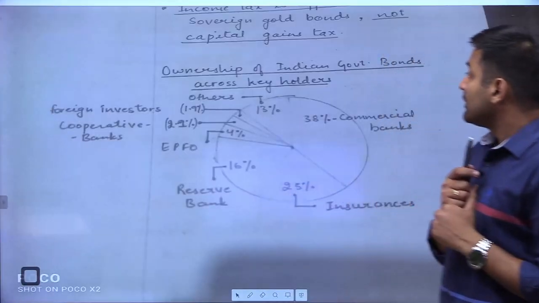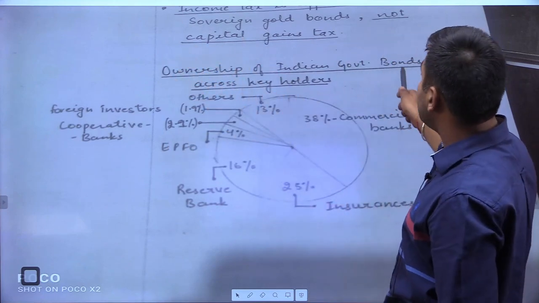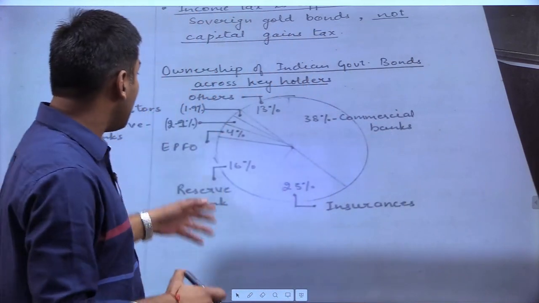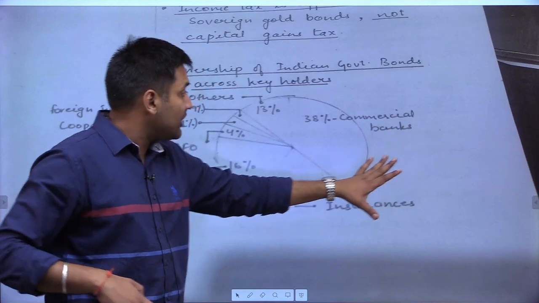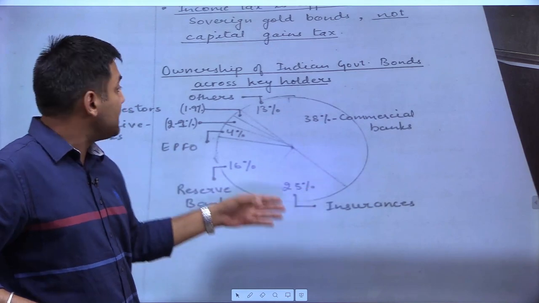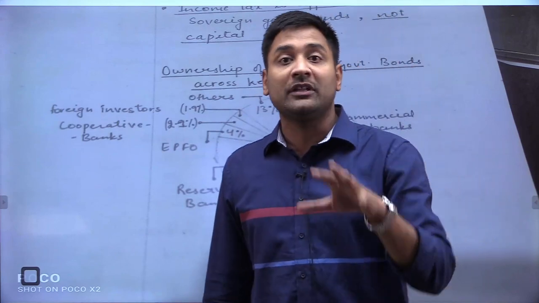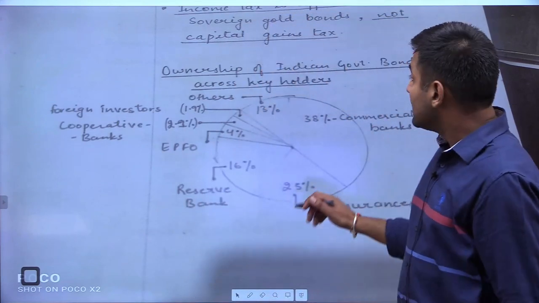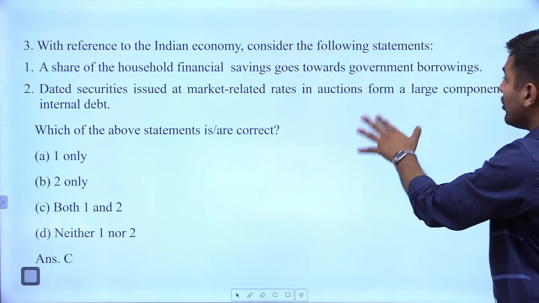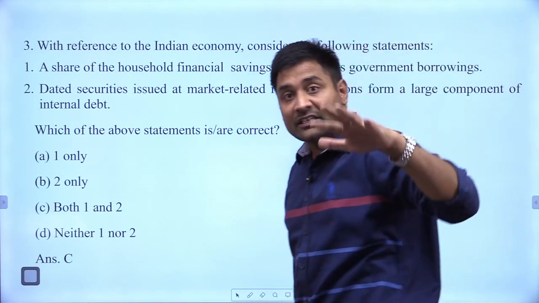Now, again, this is something which has been covered in the class, like the ownership of Indian government bonds, the bonds released by the Government of India. Okay? As per this, this is the distribution: some commercial banks, some cooperative banks, the Reserve Bank, insurance companies and others have invested their money in the Government of India's bonds, meaning dated securities. So from this, the question is, dated securities issued at market rates in auctions form a large component. Yes, it forms a large component.